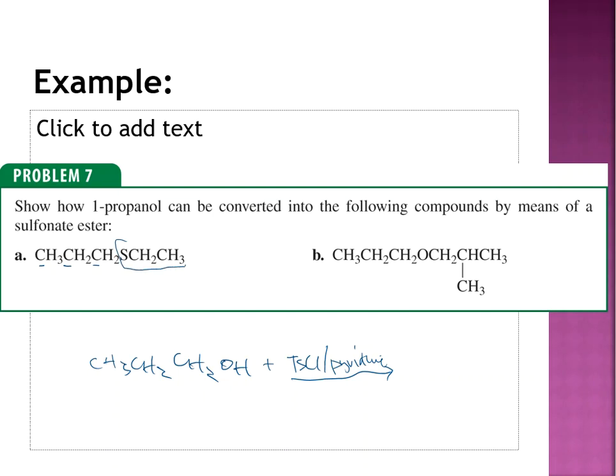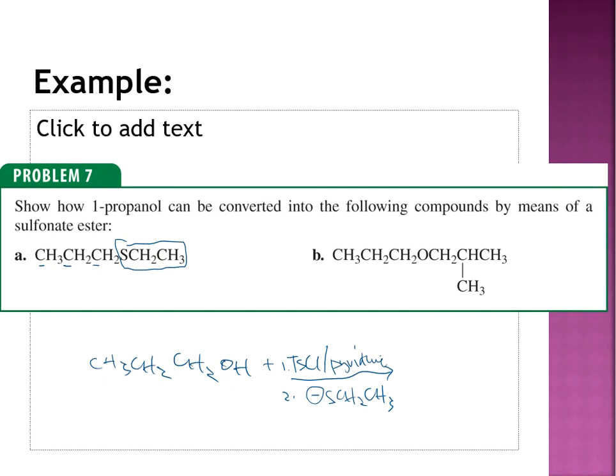So what I want to replace that OH group with is that piece right there, SCH2CH3. So in round 1, I'll do tosyl chloride and pyridine, and then my second step, I will simply add on sulfur with my CH2 and my CH3 group. That's as difficult as those problems need to be.